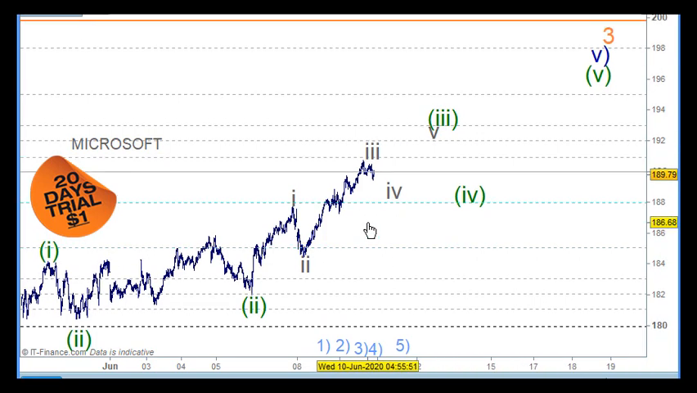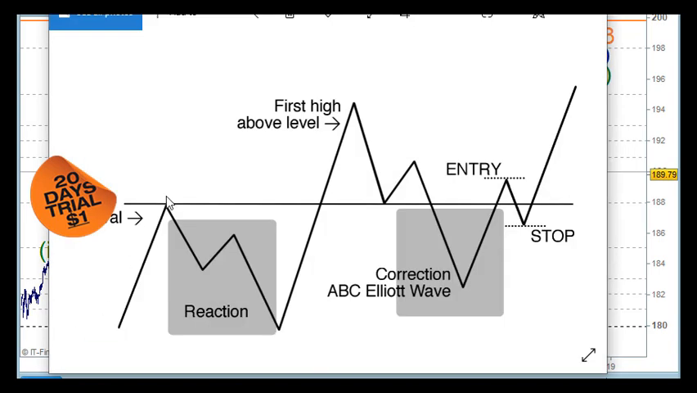Our next step in this game is the 190. And the question that you have to ask yourself is, do you have support at that point in time? So we look at the classic trading levels pattern, which is this: the arrival at the 190, the reaction, the first high above the level, then an ABC correction, and then we start to move in. So generally speaking, we exit the long trade here, and then we get back in over here.